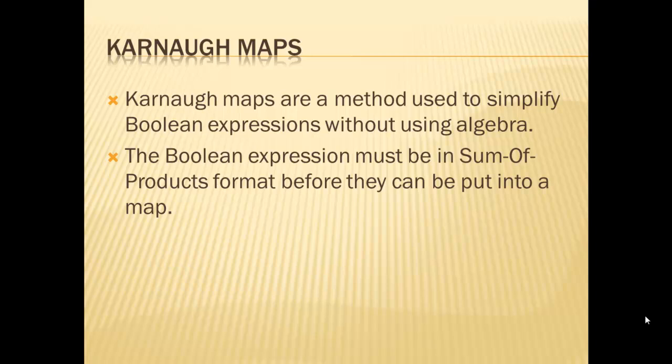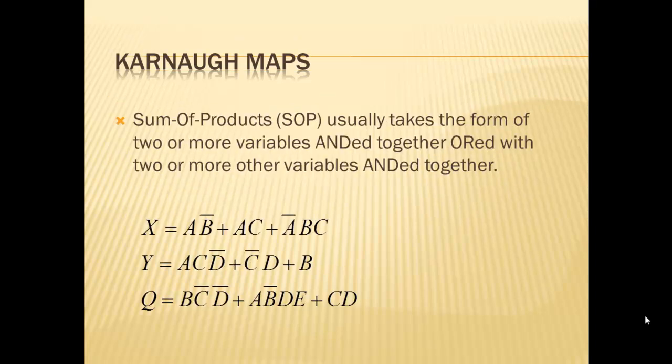It depends on how many variables you have. If you have more than 4, Boolean algebra may be the only way to go. So don't depend on Karnaugh Maps exclusively. Make sure you can do it with Boolean algebra too. And to be able to do Karnaugh Maps, you have to have the expression in sum of products format before they can be used. Let me remind you what sum of products was.